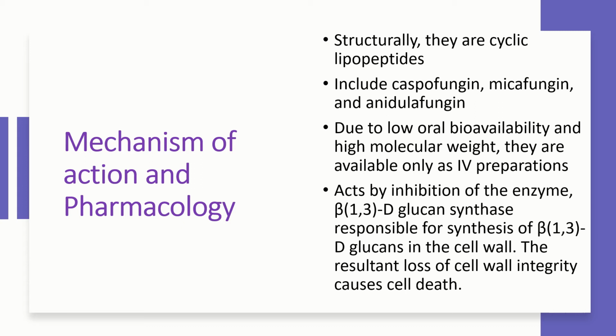If you remember, glucans are an important component of the fungal cell wall. There are two types of glucans: beta-1,3-D glucans and beta-1,6-D glucans. Echinocandins inhibit the enzyme beta-1,3-D glucan synthase, which is responsible for synthesis of beta-1,3-D glucans. So when this enzyme is inhibited, there will be fewer beta-1,3-D glucans. That affects the integrity of the cell wall, affecting cell viability. That is how they cause death of fungal cells.